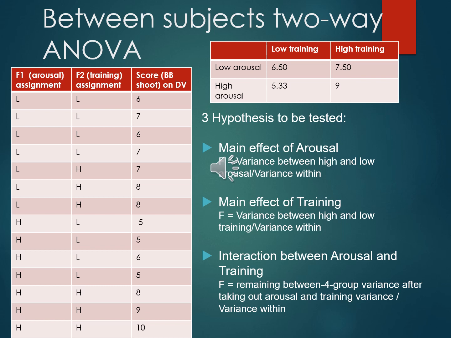Then the third hypothesis to be tested is an interaction between arousal and training. This hypothesis tests whether or not the effect of the training conditions, such as low training versus high training, is dependent on the levels of arousal, or the effect of arousal is dependent on the levels of the training condition.